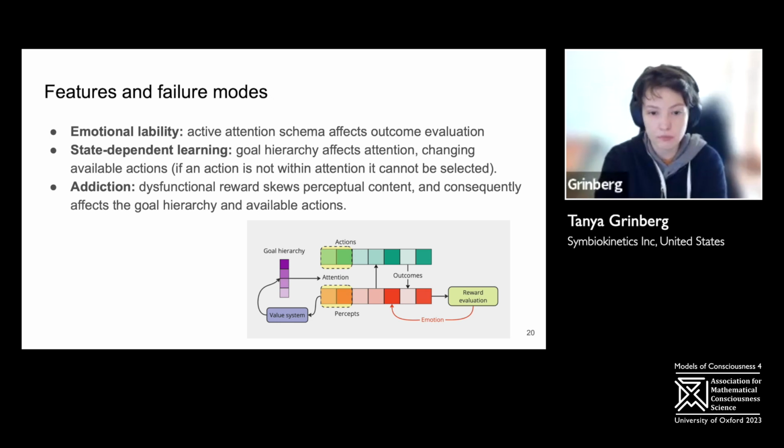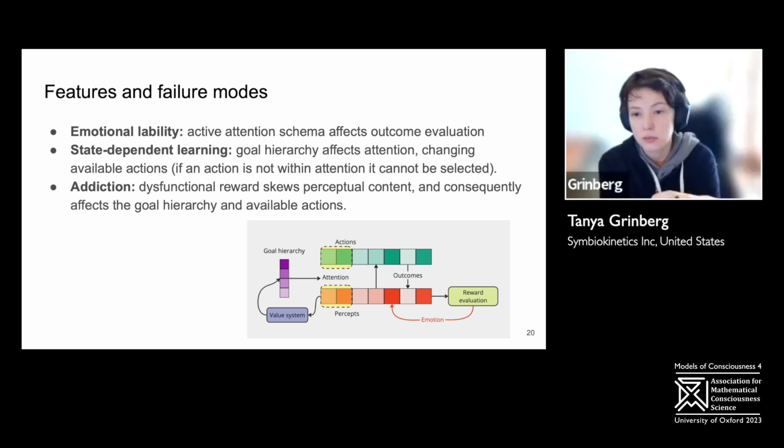Now, let's discuss briefly what are the features and failure modes of this system. So first of all, an active attention schema affects outcome evaluation. Depending on which percepts are in attention, the selected action and consequently the resulting outcome is going to be different. And it could be very different depending on which attention schema is selected.